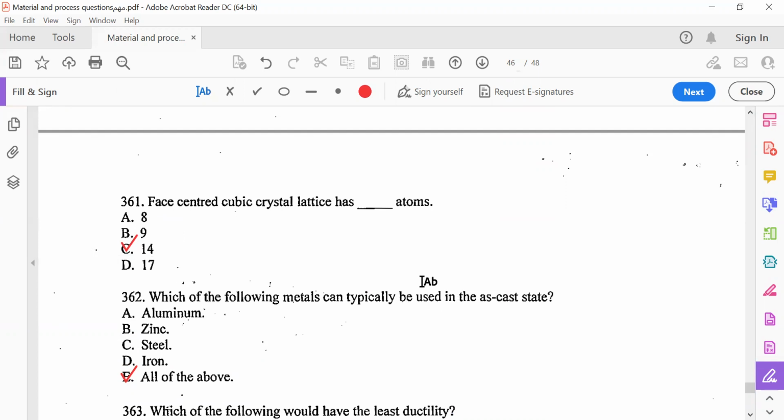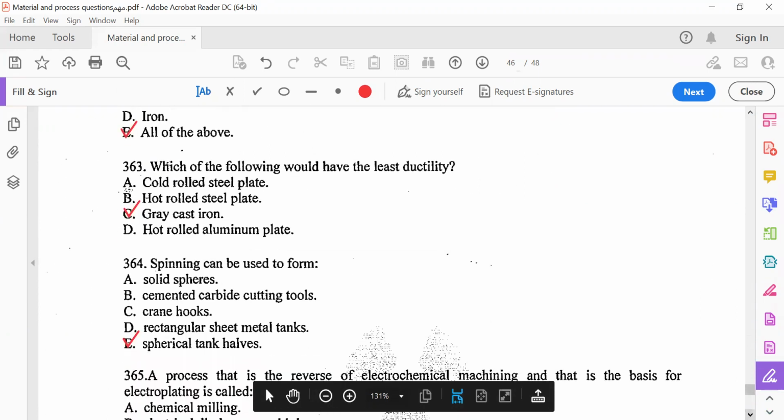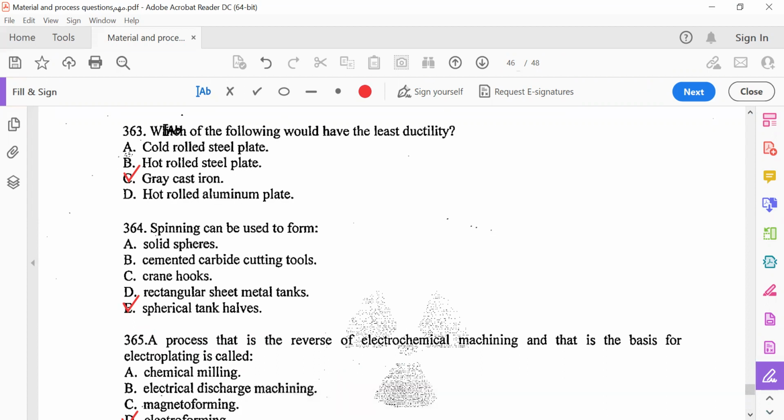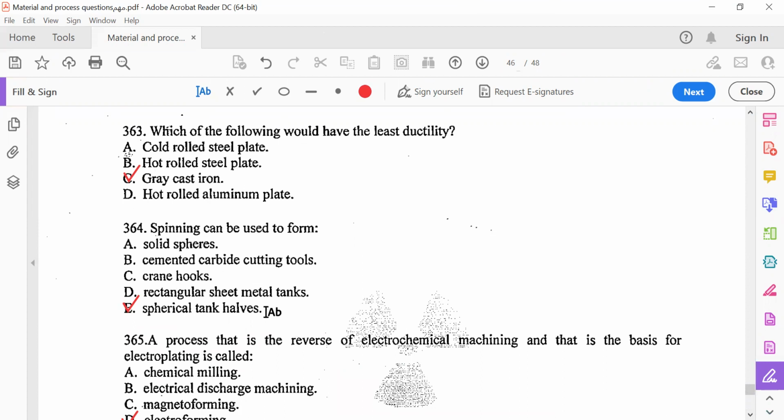Which of the following metals can typically be used in cast state? Aluminium, zinc, and steel, and iron, all of the above. Which of the following would have the least ductility? Gray cast iron, hot rolled steel, cold rolled steel, hot rolled aluminium. Everything has some ductility, so the least one is gray cast iron. Spinning can be used for spherical tanks and halves.